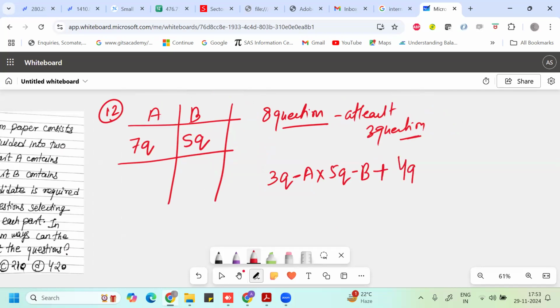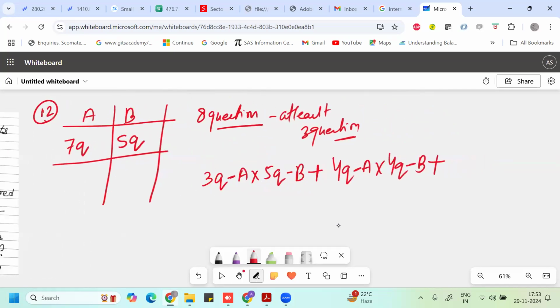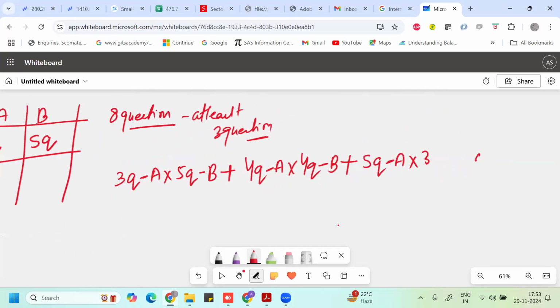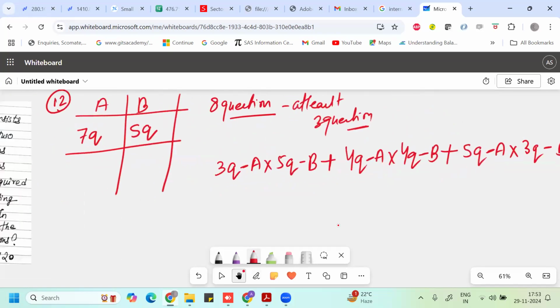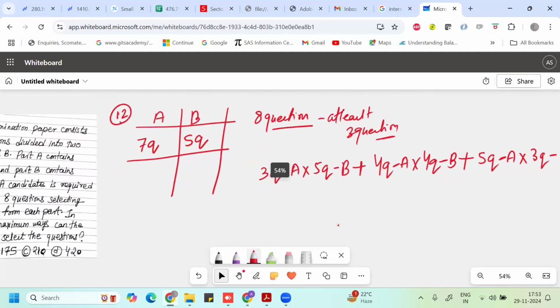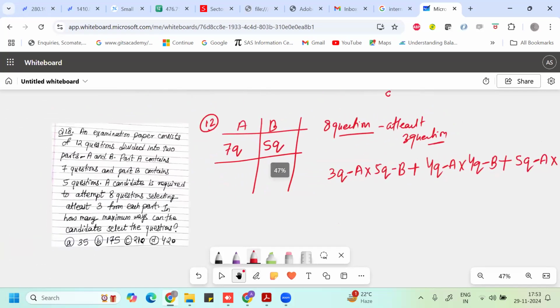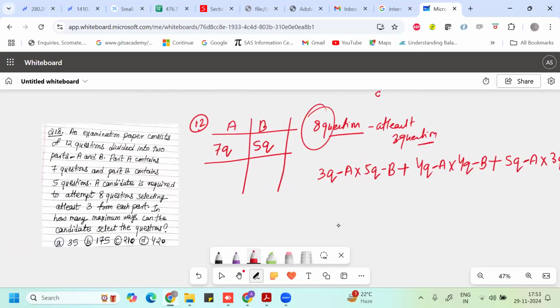Or 4 questions from part A and 4 questions from part B, or 5 questions from part A and 3 questions from part B. Are you getting? Because you need to have minimum 3 questions from each part. And from 12 questions, you have to take 8 questions. So in how many ways can you do?